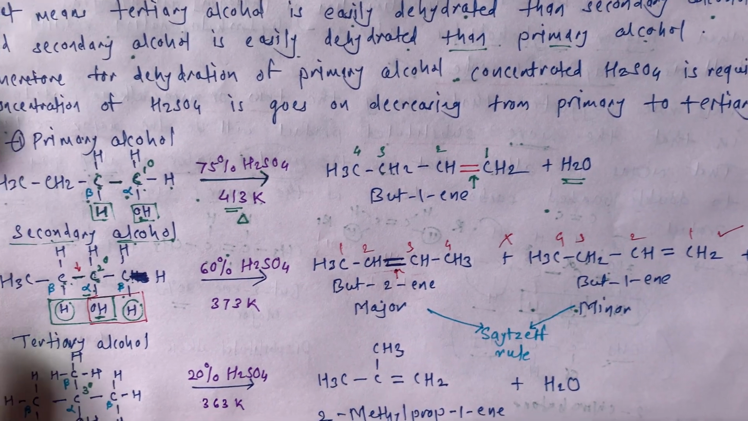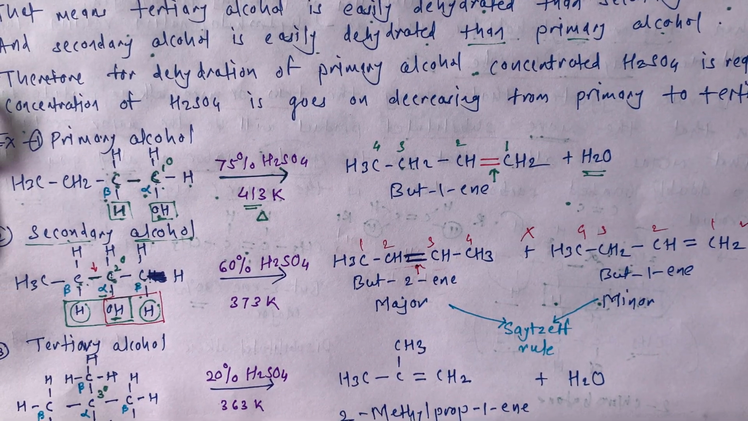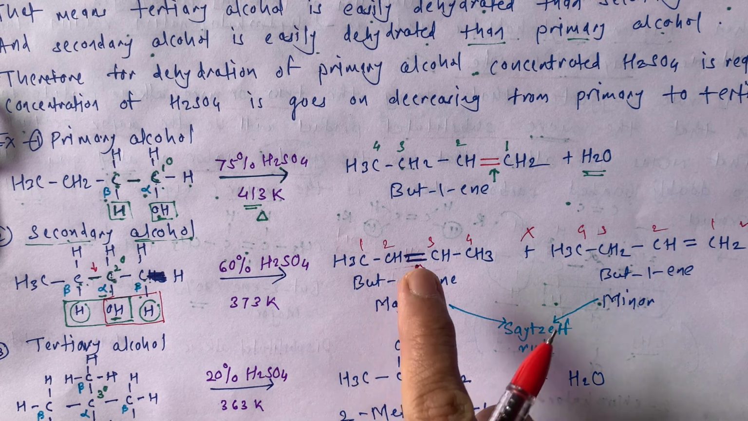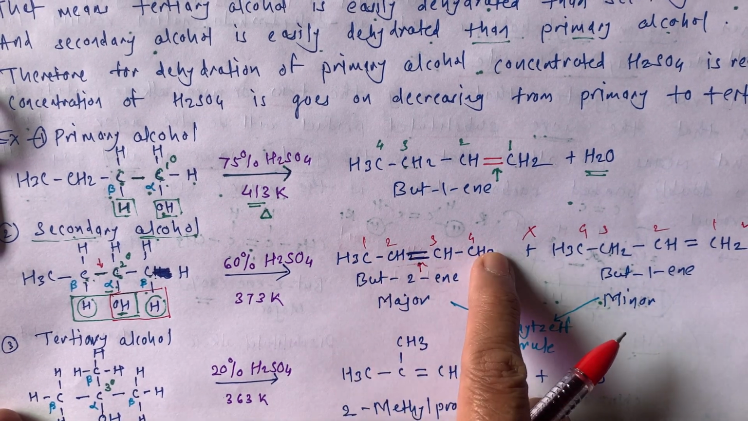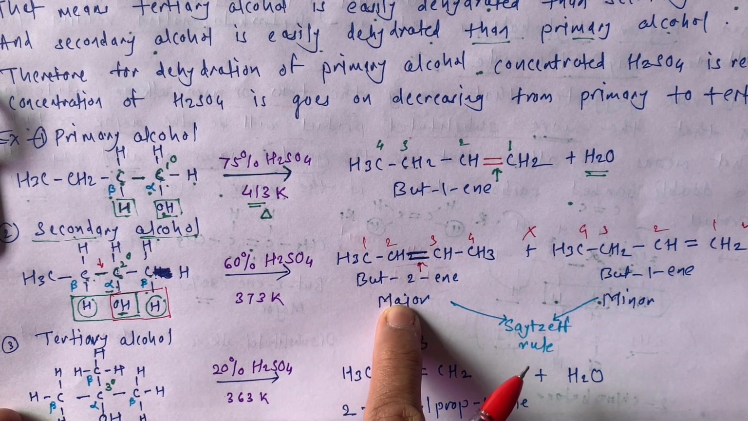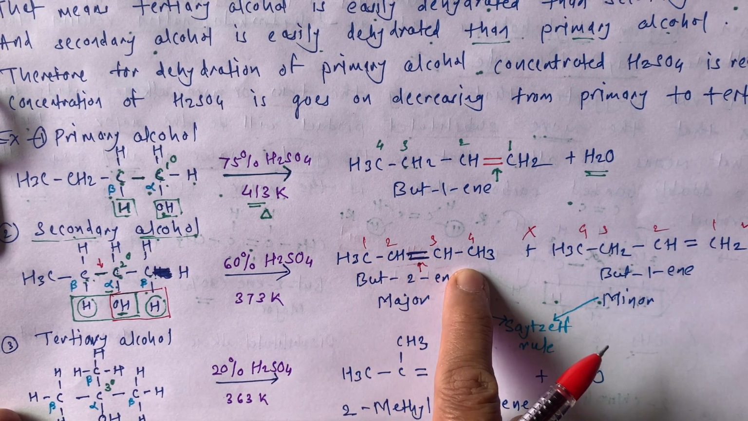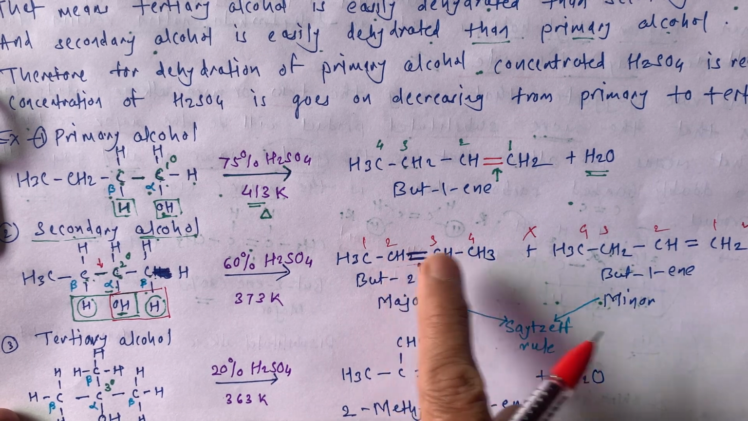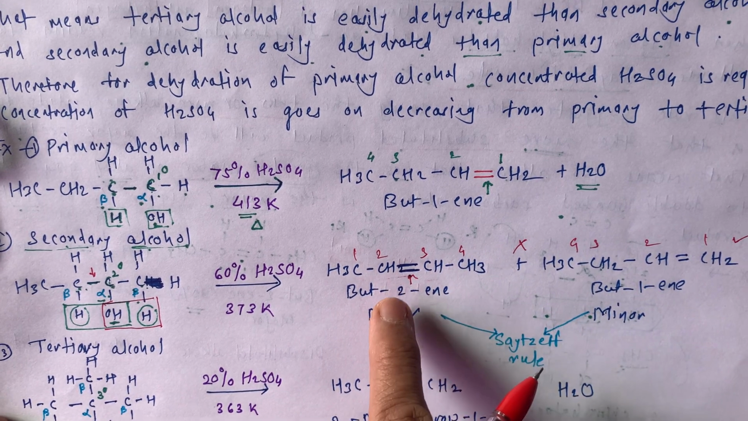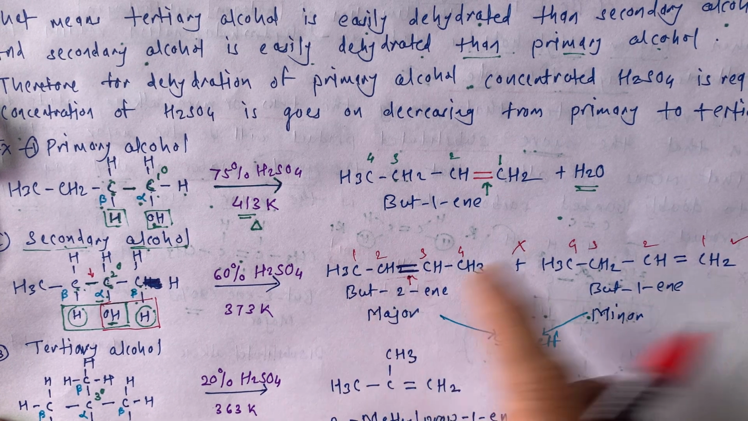And now according to the Saytzeff rule, which will be the major and which will be the minor? The double bond which is highly substituted should be major according to the Saytzeff rule. So here we are following the Saytzeff elimination rule also, and that's why this is our major product.